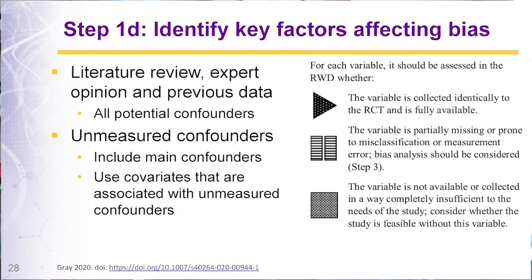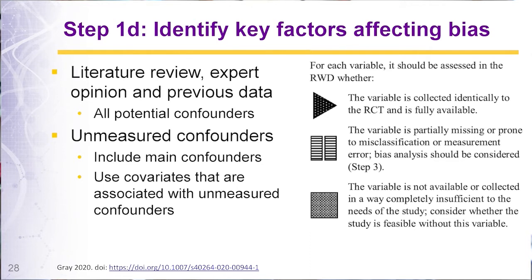Another very important thing we need to think about is identifying those key factors affecting bias. We can have a literature review. We could collect expert opinion, all based on the previous data, with the purpose of trying to collect all potential confounders. But it's not easy to include everything, right? We could have unmeasured confounders. It's okay. We will show our effort, and try our best to include those main confounders.